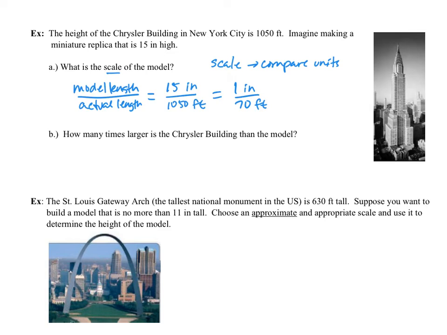So the difference between letter A and letter B is this time we're being asked to find, another way to ask this would be to say, find the scale factor. Now, factor means multiplication, right? So in other words, how many times bigger is this actual building than your model? So when you think about scale factor, it should be unitless. In other words, units shouldn't be considered, as they were up here when we talked about the scale.